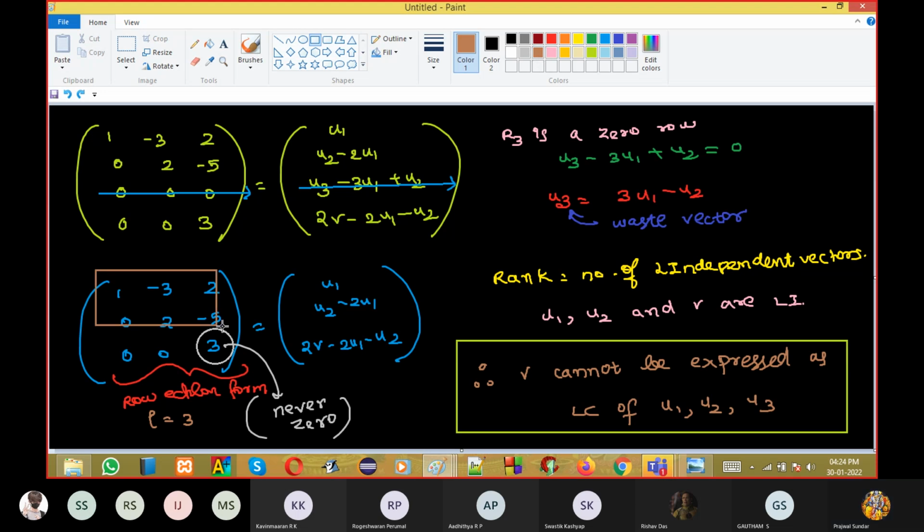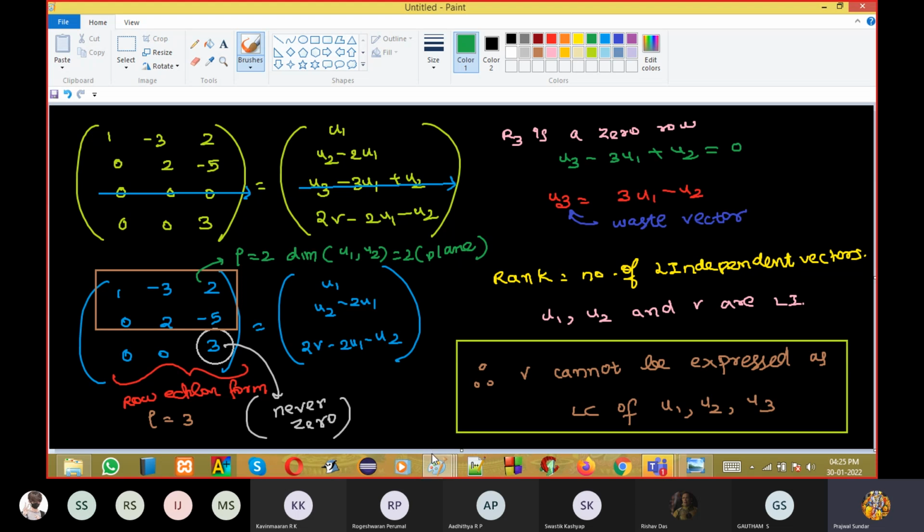Now, if you want a geometrical understanding, listen carefully. If you take U1, U2 alone, what is the rank of this matrix alone? Suppose you are taking only the first 2 rows. I'll say the rank is 2. So can I say the dimension, if I'm taking U1, U2, will be 2? I mean, this is the plane.